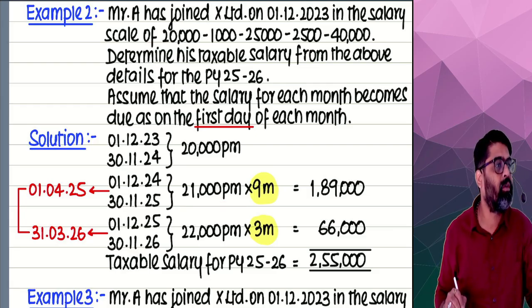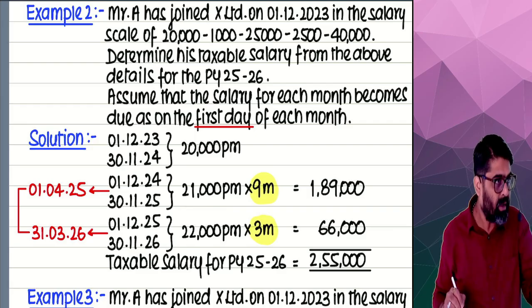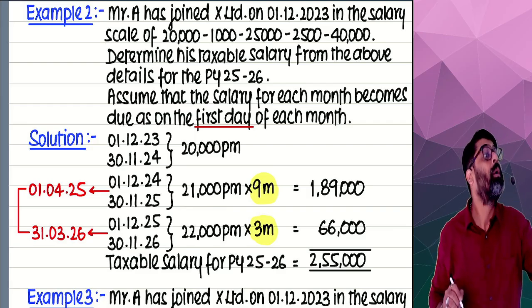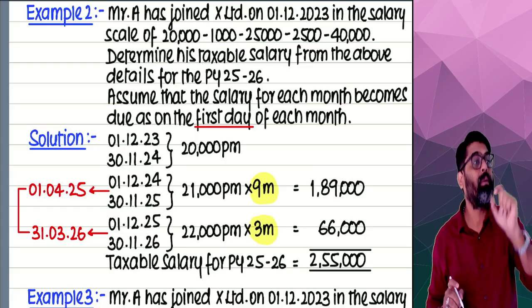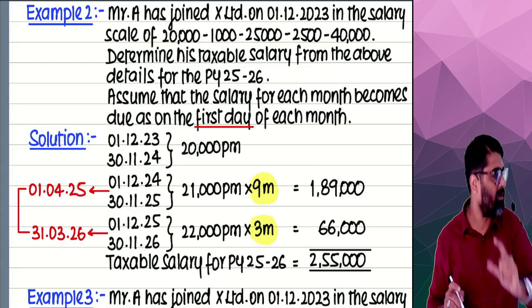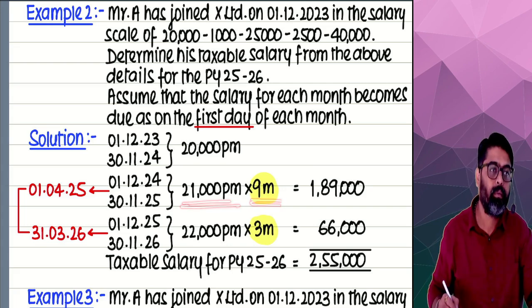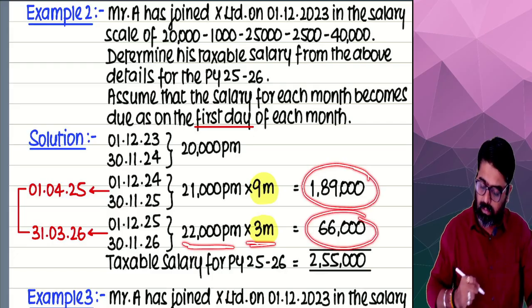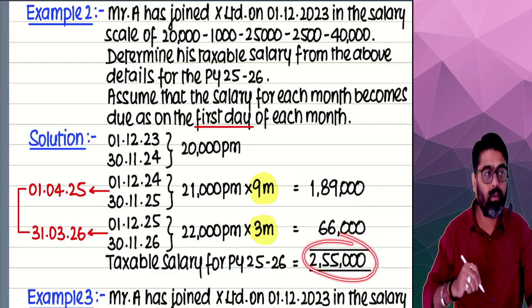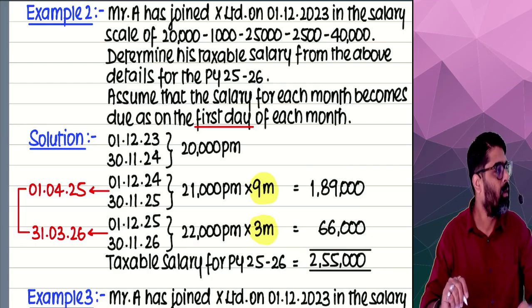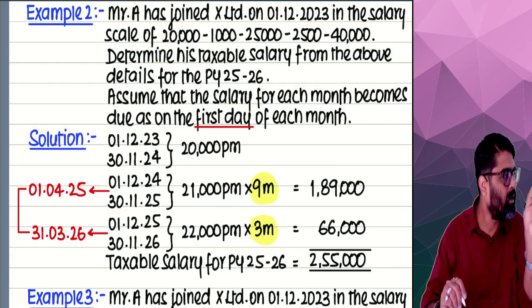So 21,000 into 8, April to November. No, March to November. I have to take 21,000 taxable for this year. So 21 into 9 and 22 into 3. This will be 189, this will be 66, and the answer will be 255. Only 1,000 salary got reduced.